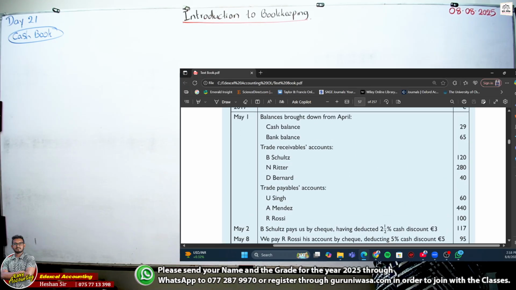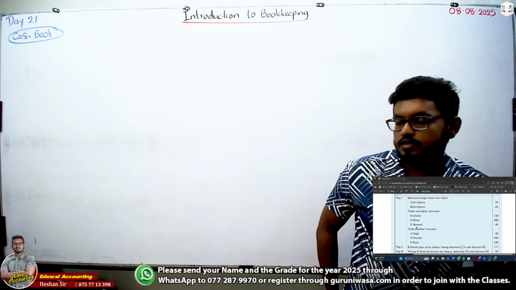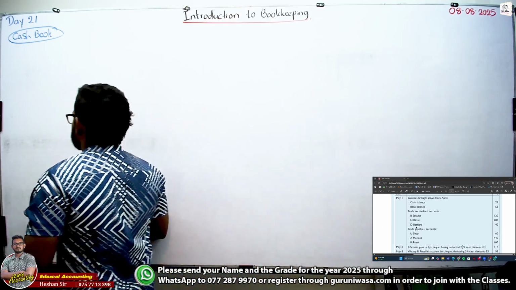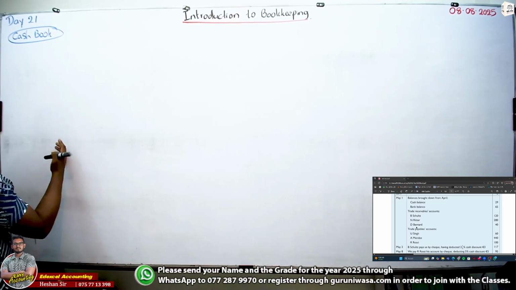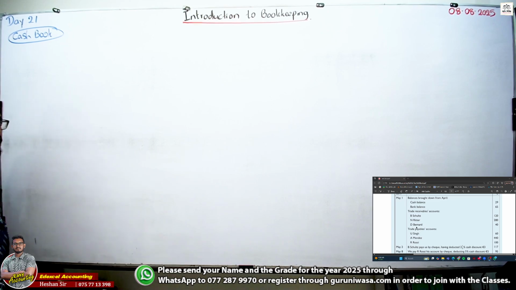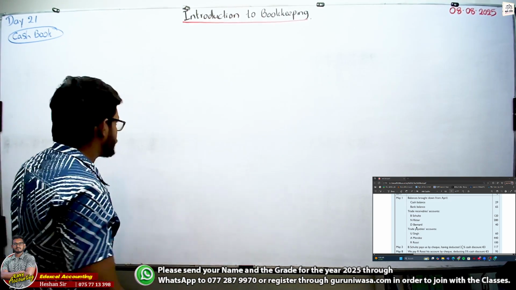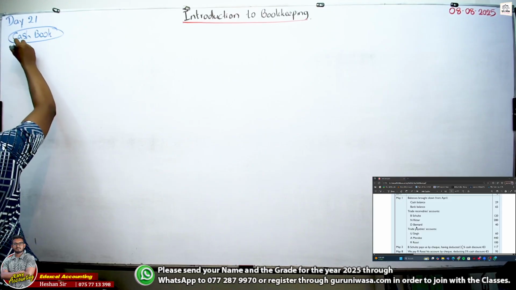Okay, let's draw. Now you need to know, you need to draw the prime entry book. You know our accounting process: transaction, business documentation of the source document, books of original entry, which means the prime entry book, and the ledger. So first of all, we need to draw the ledger, right? So this is a worked example.